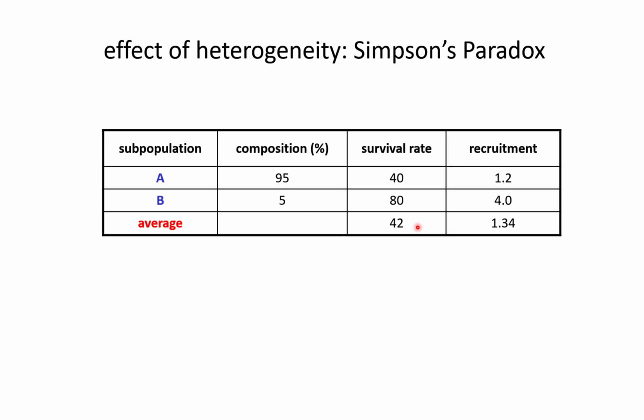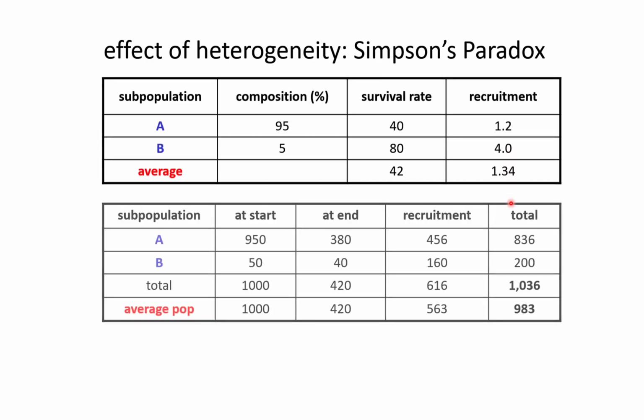For recruitment, much the same kind of story. We have 95% of the population make 1.2 babies per capita, 5% of the population makes 4 babies per capita, so the weighted average recruitment is 1.34. Okay, so why is that a problem?